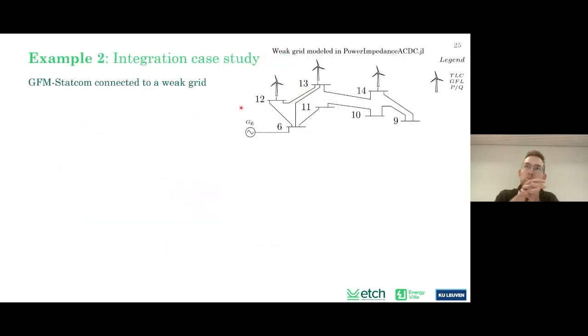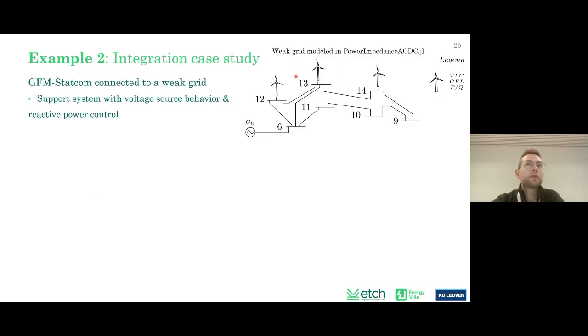Example 2 is the integration case study. So this system has been built in PowerImpedance. And you can think that this is the grid, right? So we just have one in-feed. You can think of those power lines, they're quite long. And then we have wind turbines here, grid following, behaving as a current source, not really conducive to system strength.